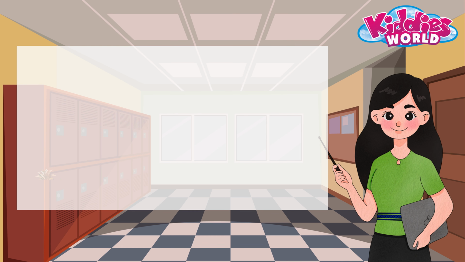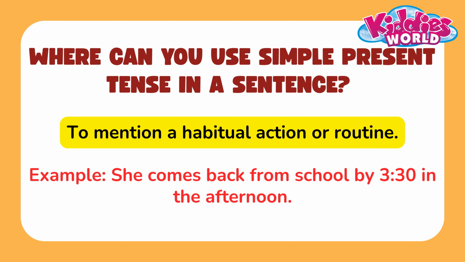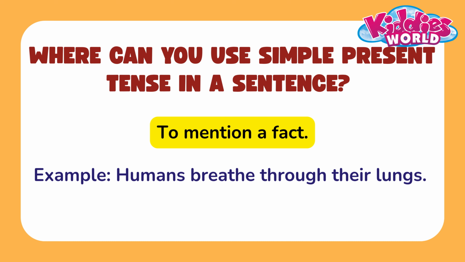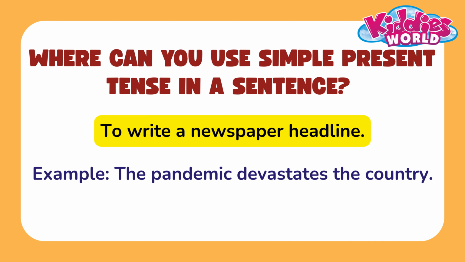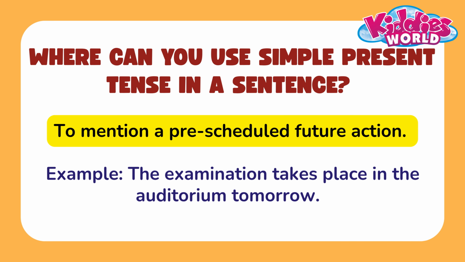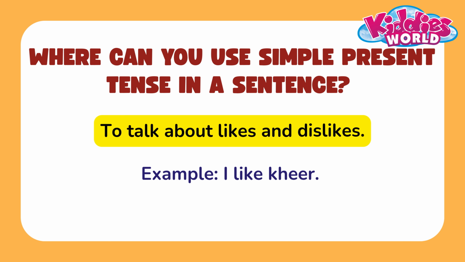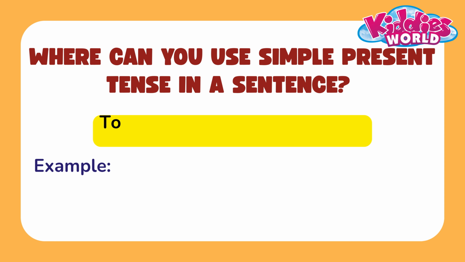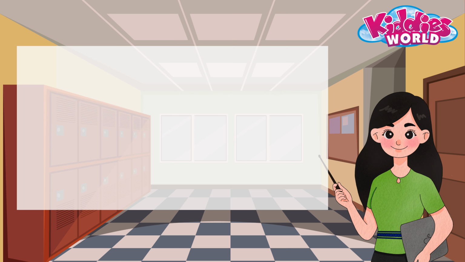Where can you use simple present tense in a sentence? To tell a universal truth, to mention a habitual action or routine, to mention a fact, to describe characteristics, to write a newspaper headline, to mention a pre-scheduled future action, to give warnings, to talk about likes and dislikes, to describe professional duties, to write a proverb.